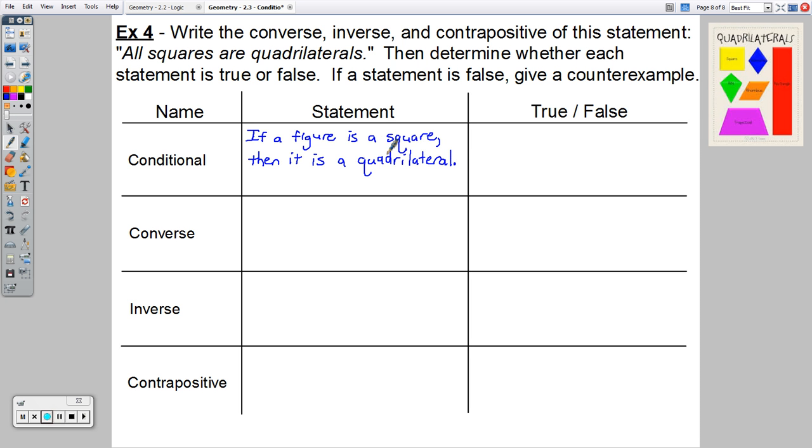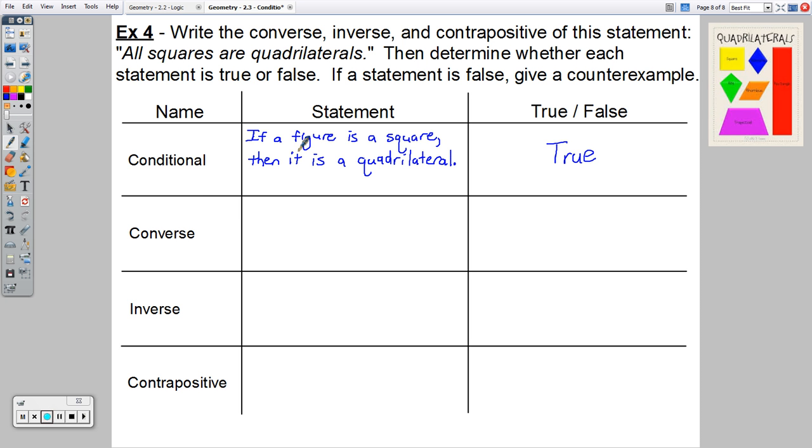So let's think about that. Does that have to be true if a figure is a square? So like this, does that mean it has to be a quadrilateral? Yeah. A square is a four-sided shape and a quadrilateral is a four-sided shape as well. So this one is true. It only says if it's false to give a counterexample, so I don't have anything else to do for that one.